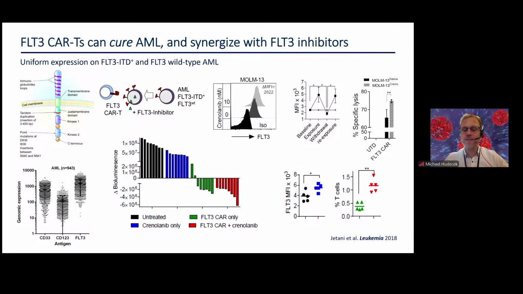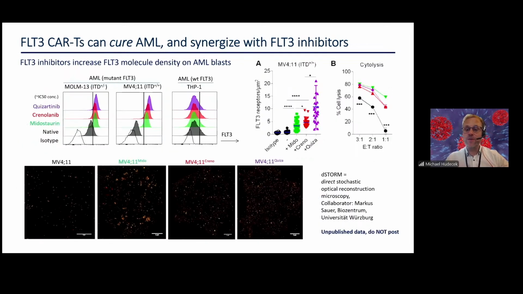We also put this paradigm to the test in vivo, and you see this in the middle graph, where we treated mice with FLT3 CAR T cells and crenolanib, and therewith achieved a complete response rate, actually the deepest responses, supporting the use of this combination therapy. Now, considering that this is a class effect, we also tested other FLT3 inhibitors and found the same phenomenon to be true also with the other substances. And quizartinib and gilteritinib actually conveyed the strongest effect.